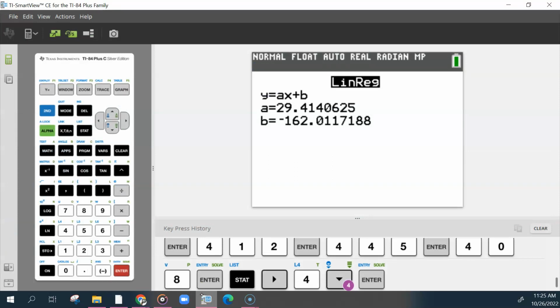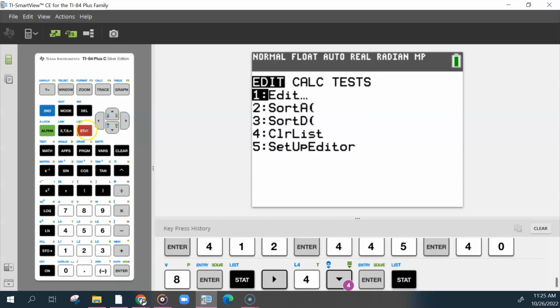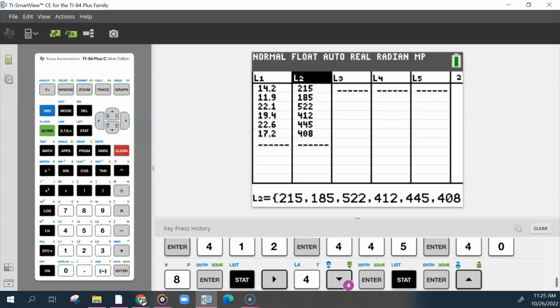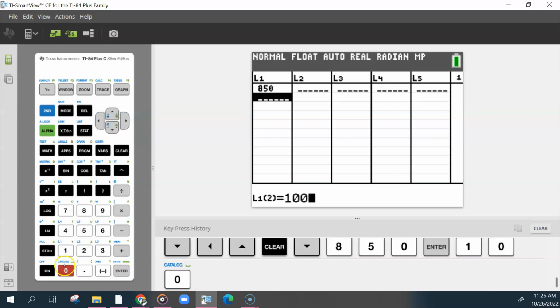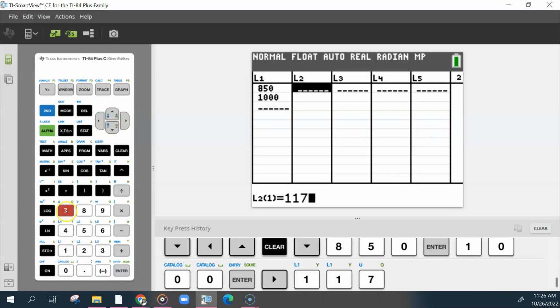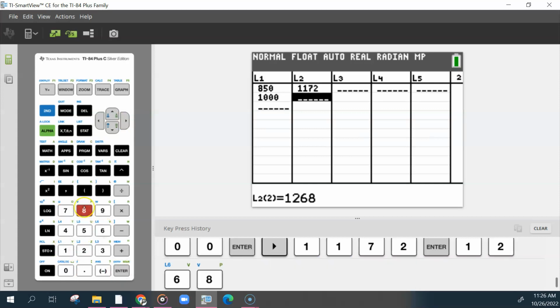So I'm going to go back into our stat, edit, and clear out these lists. But now we only have four numbers to worry about instead of a whole list. Our X's would be the square footage because the cost is going to depend on the square foot. So 850 and 1,000. And then 1172 and 1268. Some people aren't doing this in the calculator. You might see this on the test. So it's another try.